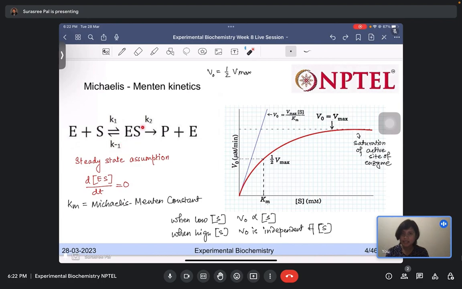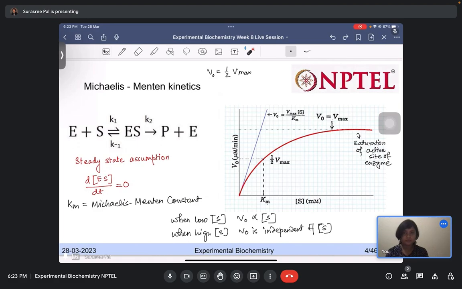Now this ES, the enzyme substrate complex, will further break down to release the product and the enzyme. The enzyme will be released unchanged, and the substrate will be converted to the product. This is given the rate constant k2. So where this enzyme substrate complex breaks down to form the product and the enzyme, it has the rate constant k2.